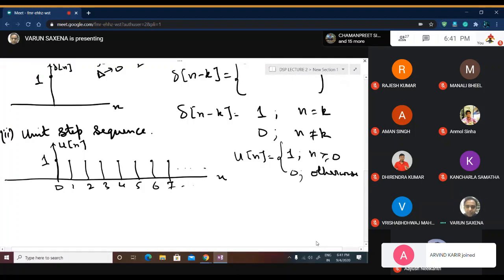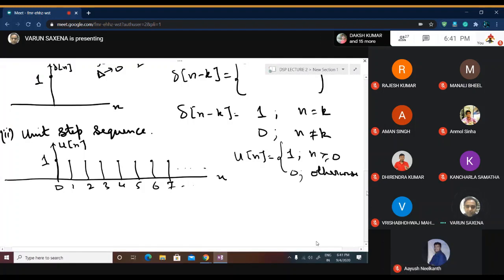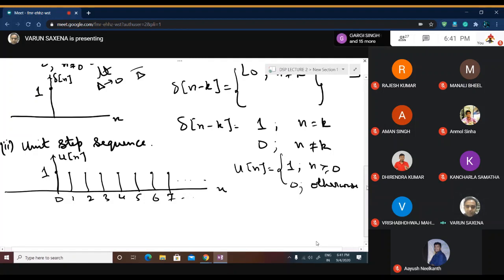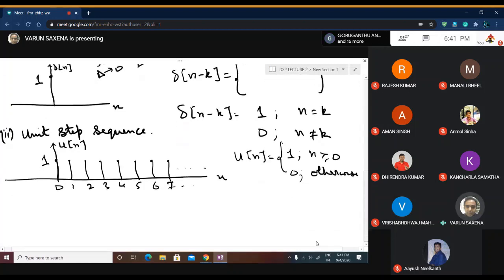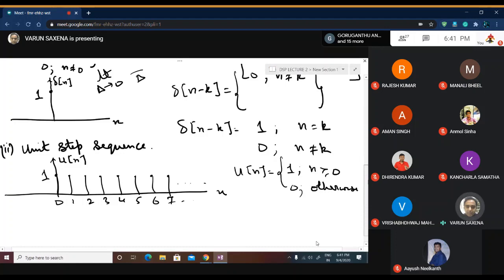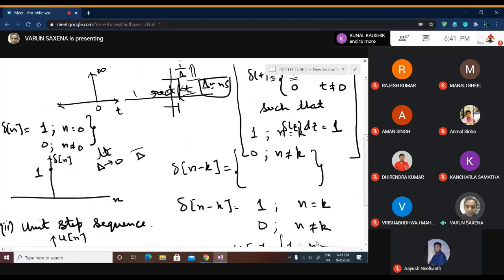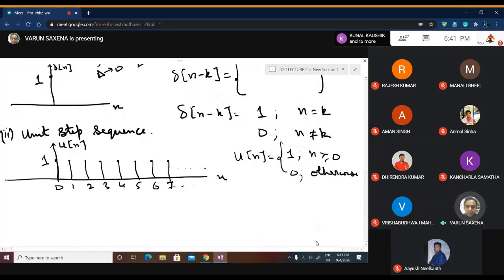All right. So these are the two functions, unit sample sequence and unit step sequence, and they are very important functions in discrete time signal processing. Let's come to the utility of the unit sample sequence.